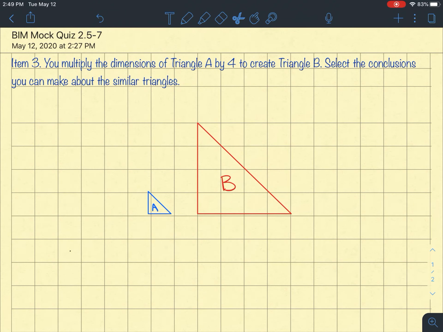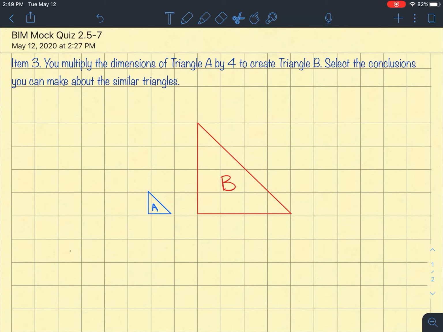This is Mr. Science, and we're going to be reviewing some of the items from the Big Ideas Math mock quiz for Chapter 2, lessons 5 through 7. So this is item number 3, and it's a multiple selection answer that you're supposed to choose from on Big Ideas Math, but we're just going to walk you through it so you can understand what answers are correct and why.